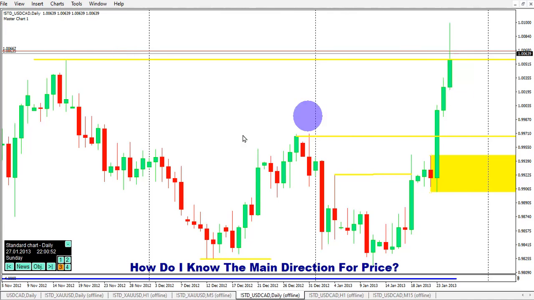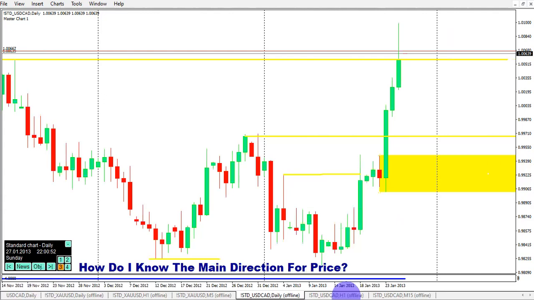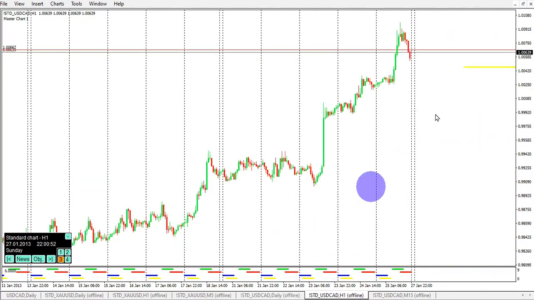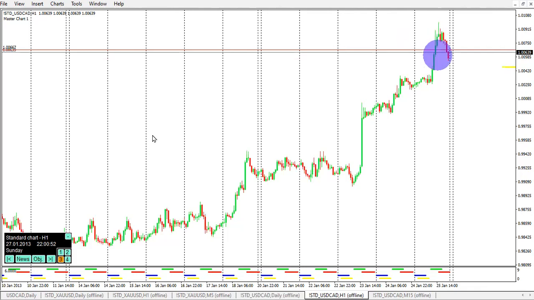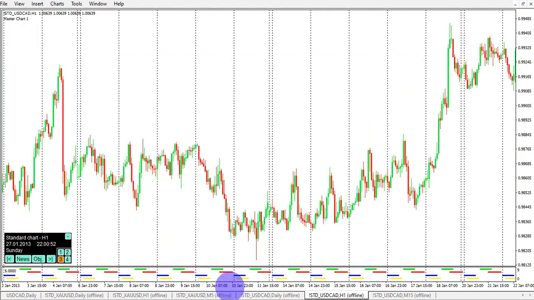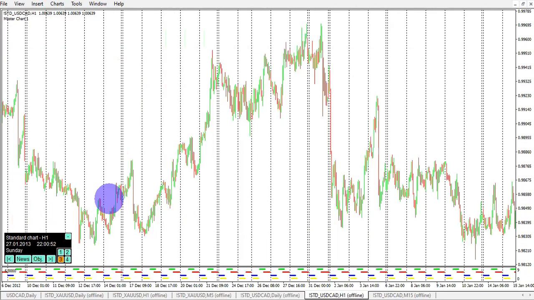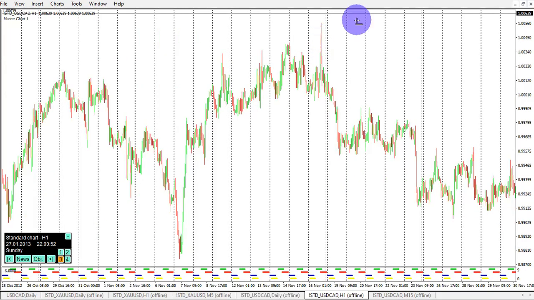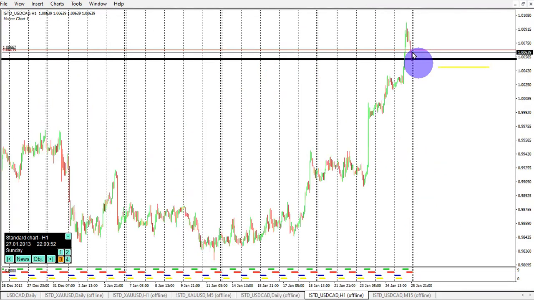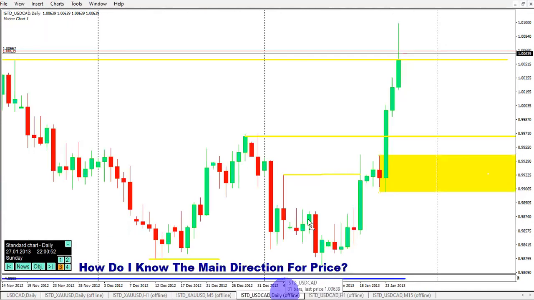So if we go down to the 1 hour chart, that is the high on the 1 hour chart. The lines are not here, but this is the high. I'm just going to drop a line right there. So that's the area.